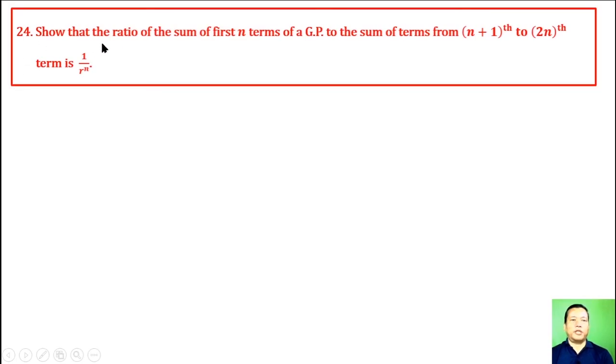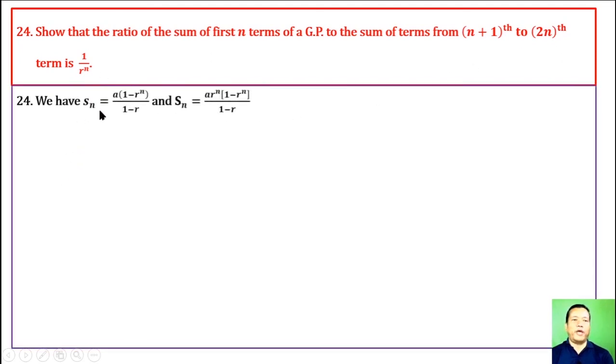24. Show that the ratio of the sum of first n terms of a GP to the sum of terms from n plus 1 to twice the nth term is 1 by r to the power n. We have small sn equal to this, and capital Sn is equal to this. Their ratio is 1 by r to the power n.